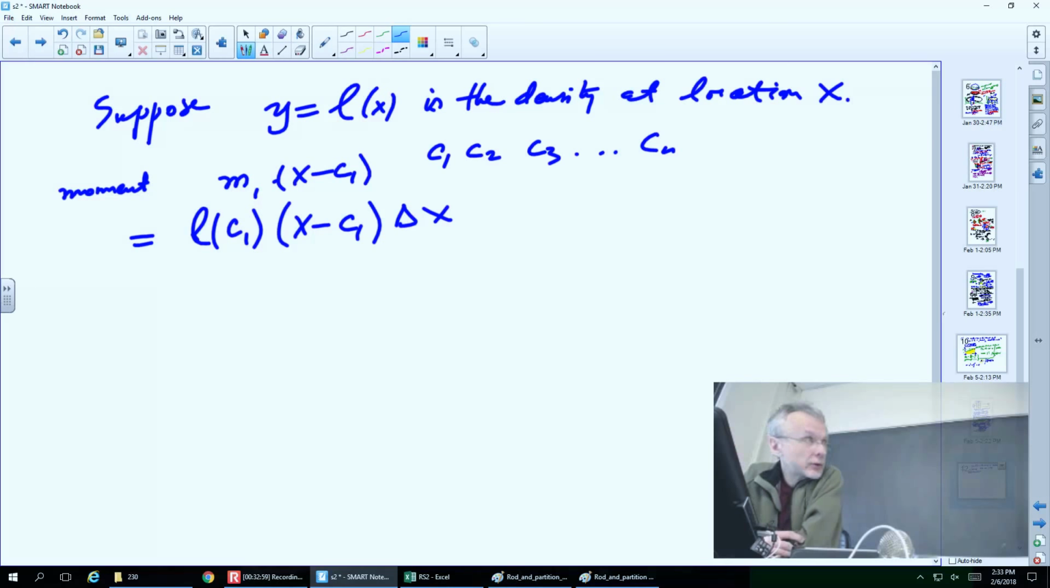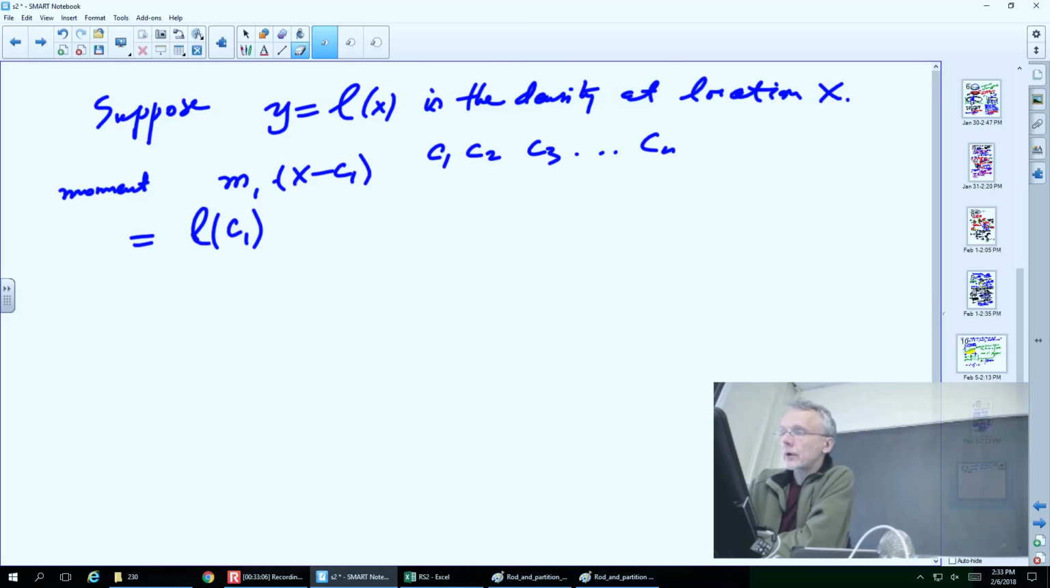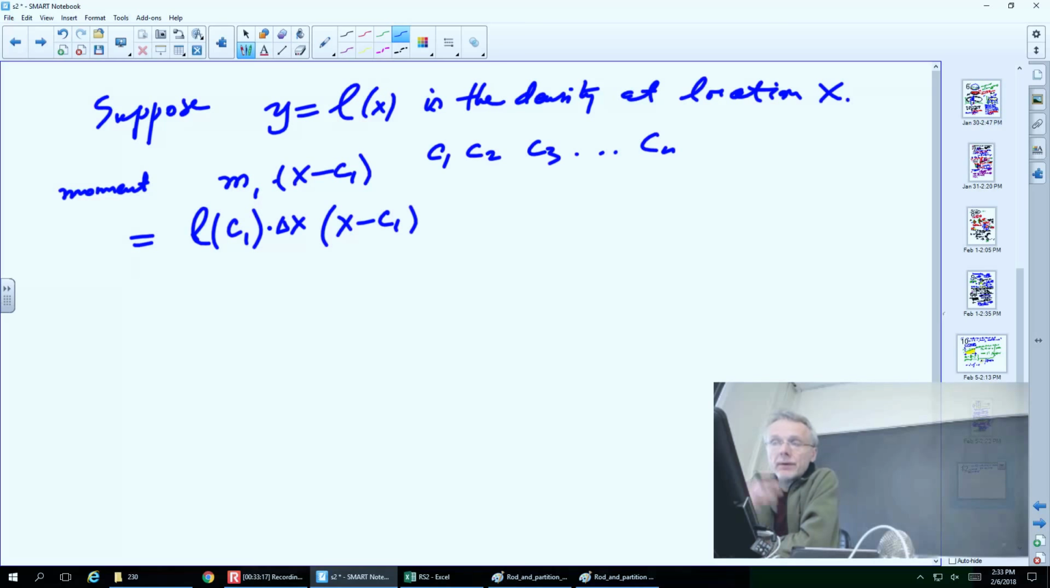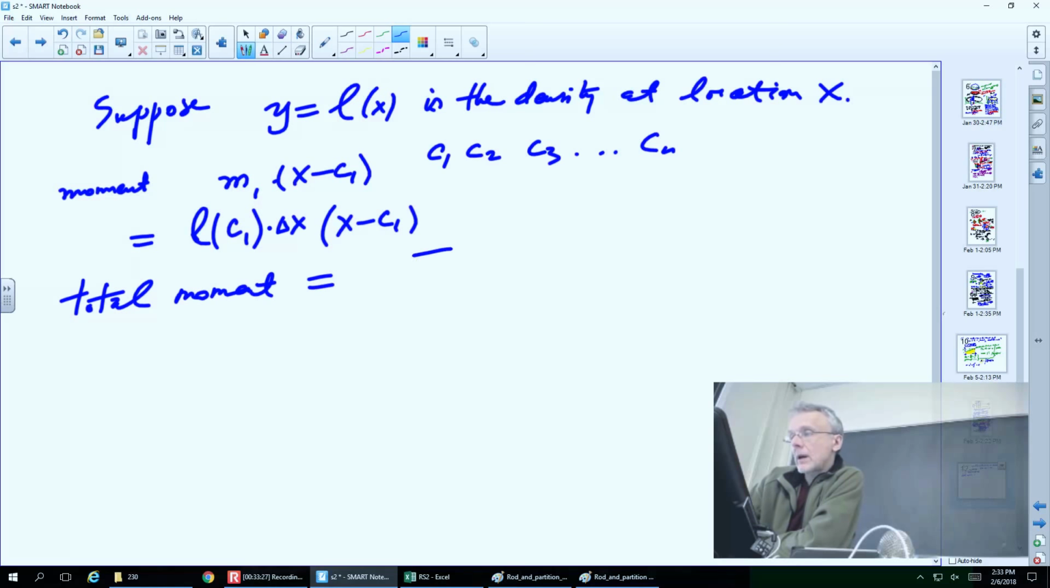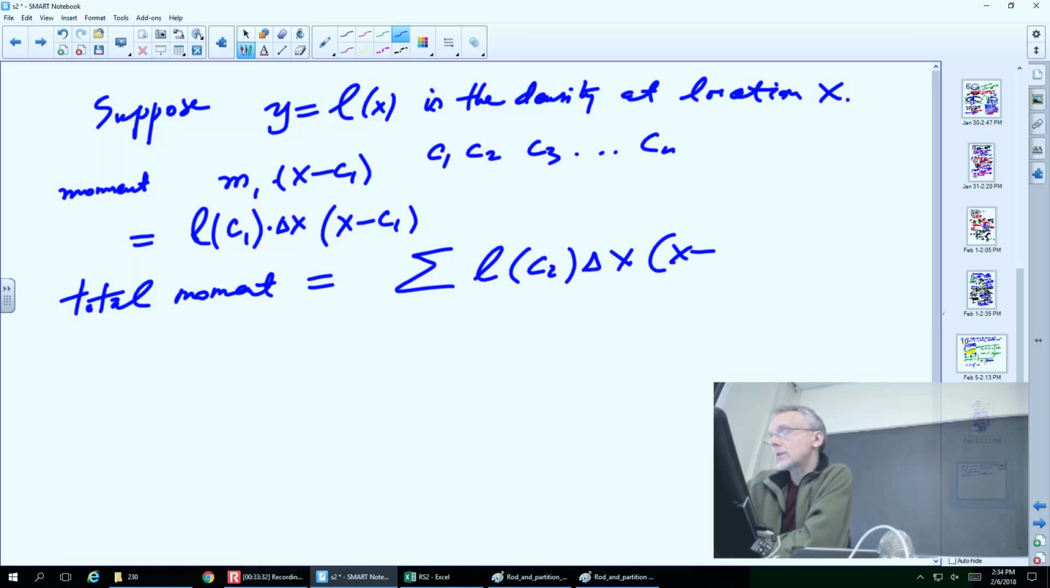But if we now express in terms of the density, it will be density multiplied. I didn't put it in the right order. Let me put it this way. So what is the mass if not the density multiplied by the width of the interval? Okay, so this is a moment again, and then the total moment is the sum of these: L of C sub i delta x, times x minus C sub i, from 1 to n.